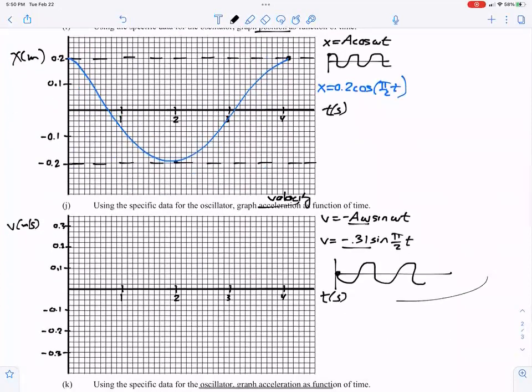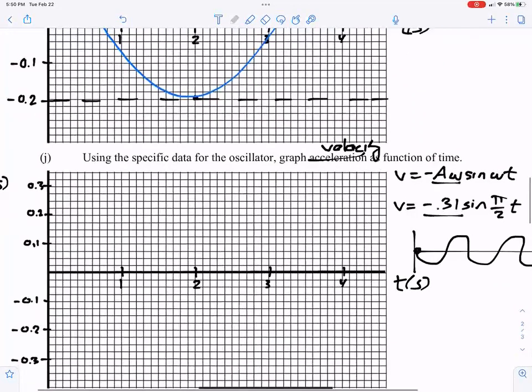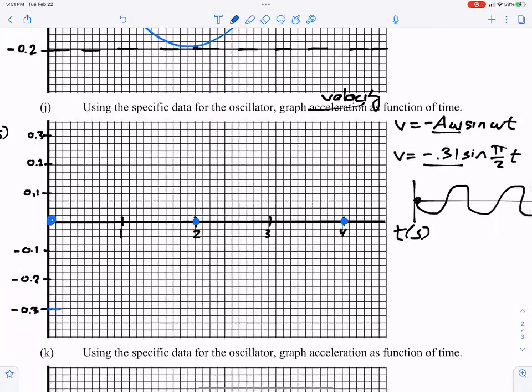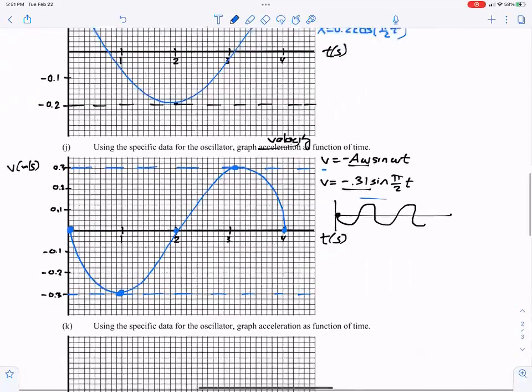Okay, how do I plot this graph here? Well, you're just going to start at 0. I'm going to repeat at 4 seconds, and it's going to come back through the graph at 2 seconds. I'm going to have this right here as my upper and lower amplitude. I'm going to be down here at 1 second. I'm going to be up here at 3 seconds. So my graph would look a lot like this. Okay, my velocity as a function of time.